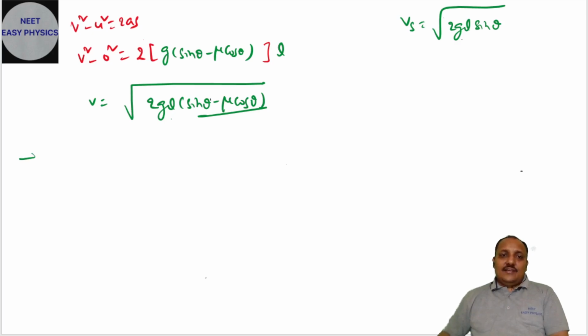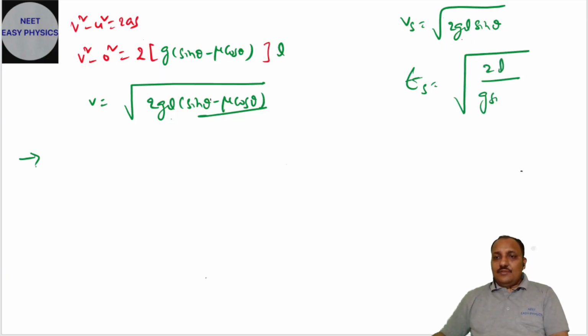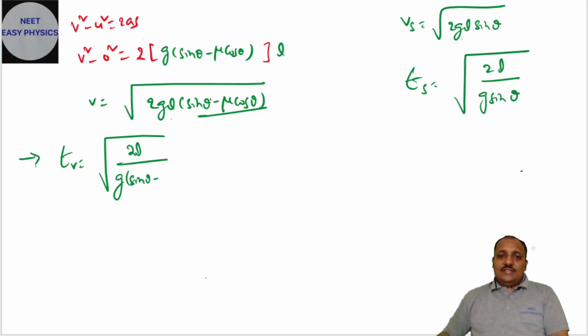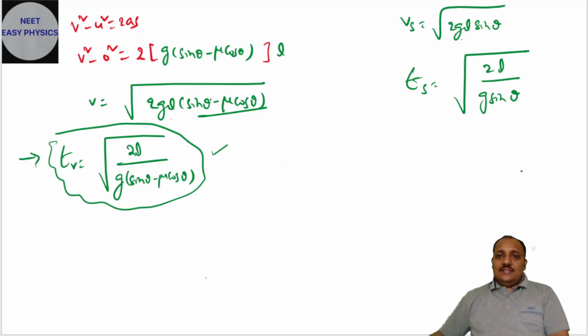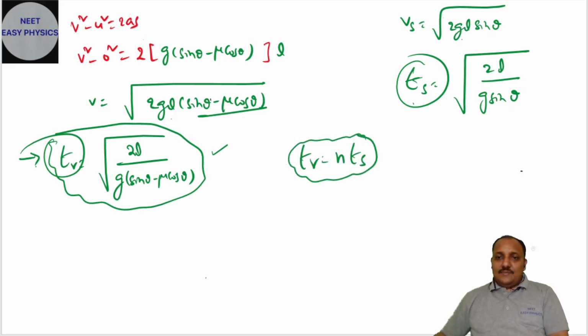Now, can you say directly how much time it is going to take to reach the bottom? On smooth inclined plane, how much did you get? Root 2L by g sin theta. So, on rough inclined plane, how much will you get? Root 2L by, in place of g sin theta, we always get g into sin theta minus mu cos theta. So, in 2025, they asked a question on this relation only. Time taken on rough plane is going to be n times the time taken on smooth inclined plane. Then what is the coefficient of friction? They asked. So, we will derive that relation.